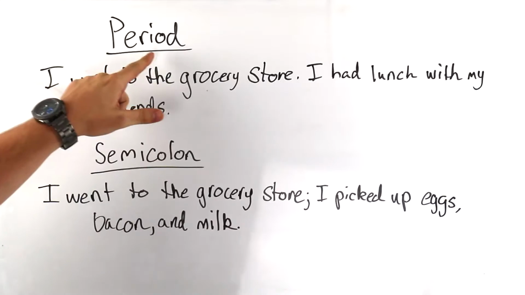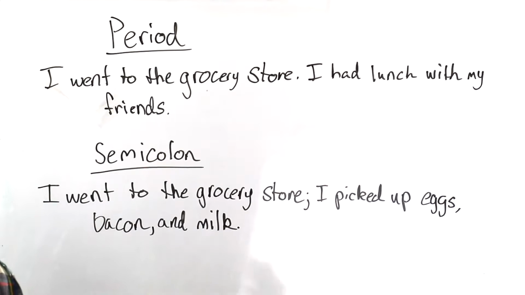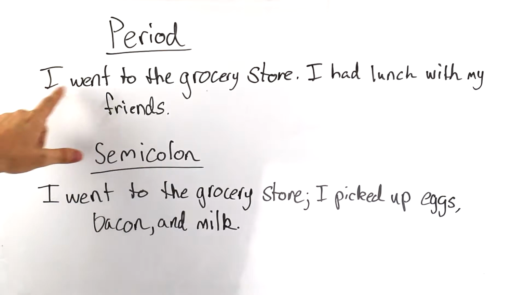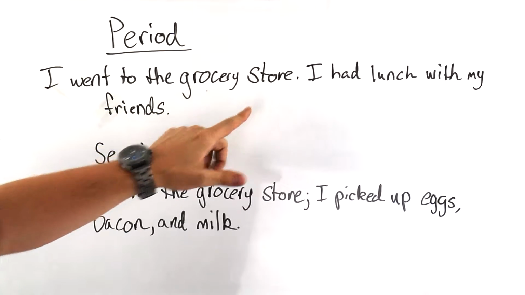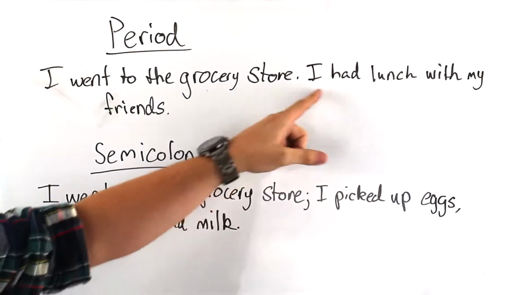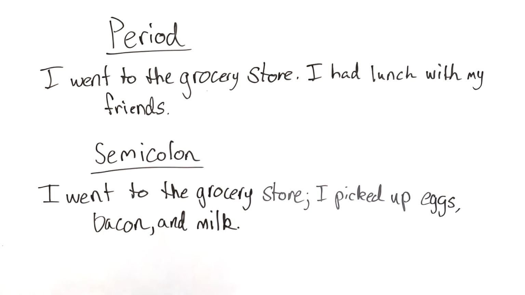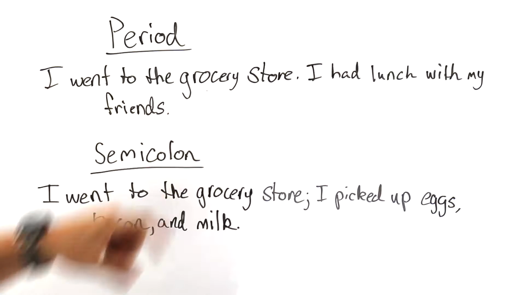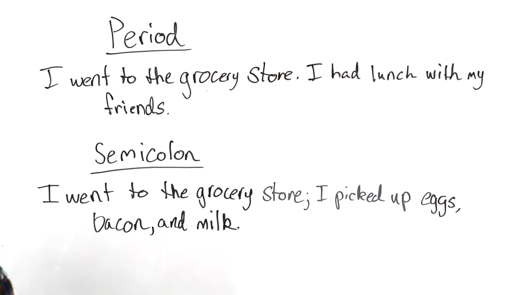Now remember, when we use a period, we're going to use it to separate independent clauses. Independent clauses are complete sentences. You have your subject and a conjugated verb and more than likely a direct object. So, I went to the grocery store. Independent clause. I had lunch with my friends. Another independent clause. We put periods to separate the two independent clauses.